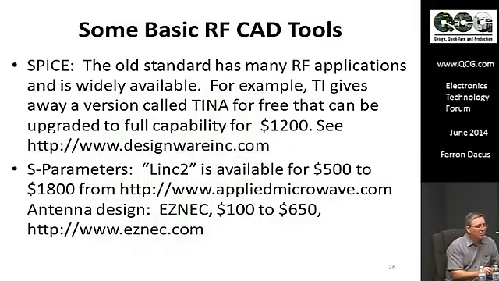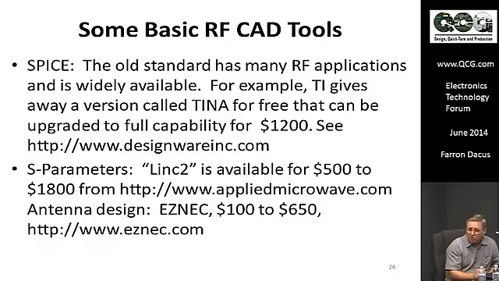Okay, some basic RF CAD tools. You can get SPICE for free or close to it these days. It works fine up through a couple of gigahertz if you put in your proper models. The only real disadvantage of using SPICE is it often doesn't work directly with S parameters, though there are some versions that have S parameters built in. I commonly use a version called TINA that you can get for free from TI, and get various versions of it up to $1,200 for full capability.